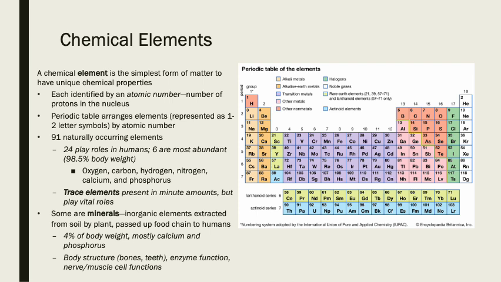Trace elements. These are tiny little elements that there's very little trace of in our body, but they are also important. We also have minerals or inorganic elements that we get from soil, plants, food that we eat, things like that. These make up 4% of our body weight, and this mainly consists of calcium and phosphorus. Body structures such as bones and teeth really rely on things like calcium. Enzyme function relies on very important minerals. Nerves and muscle functions also rely on some of these minerals and elements.